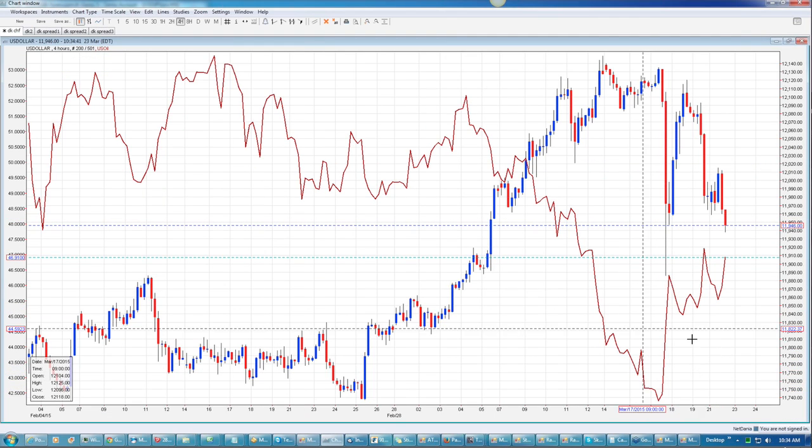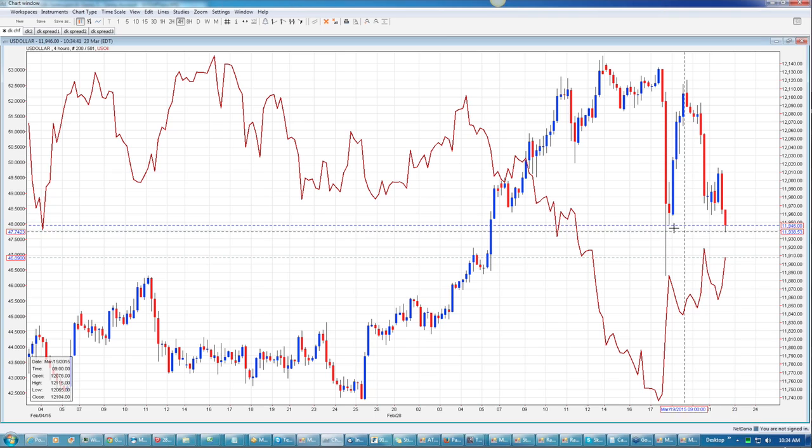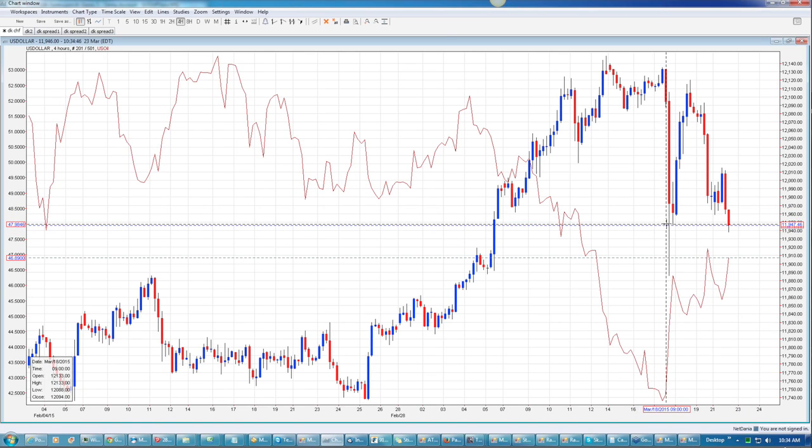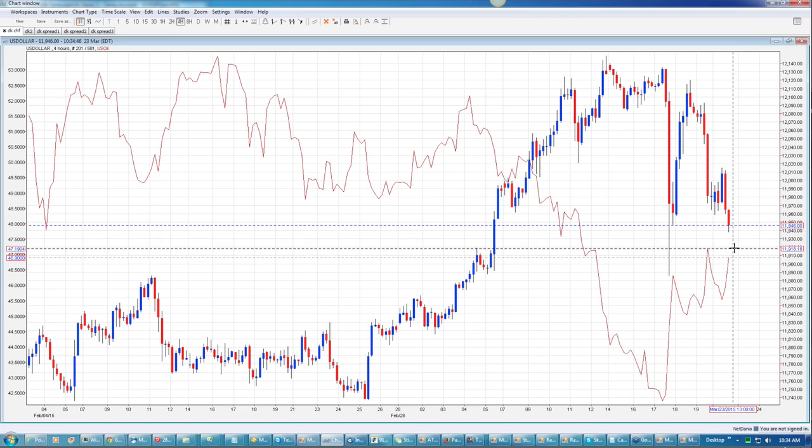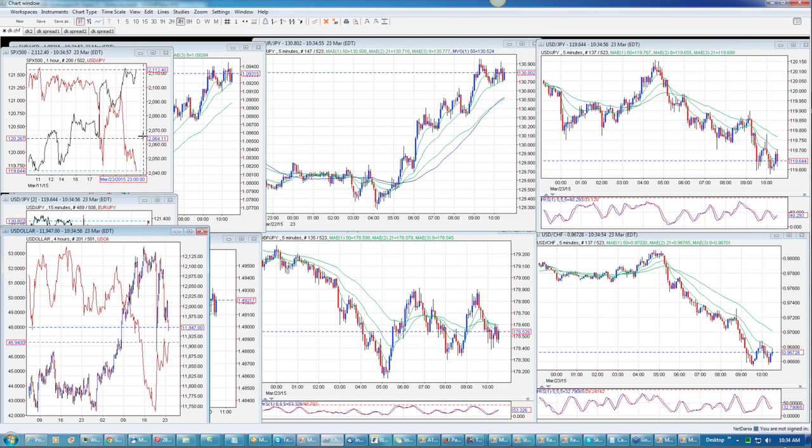This is a spread chart with oil. This is the dollar. So you could see this was kind of a support, this candle afterwards, and we just broke that. So oil's been kind of hanging in there.